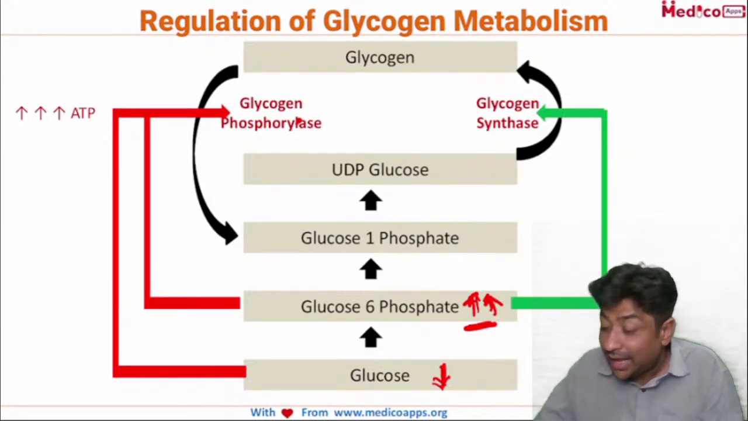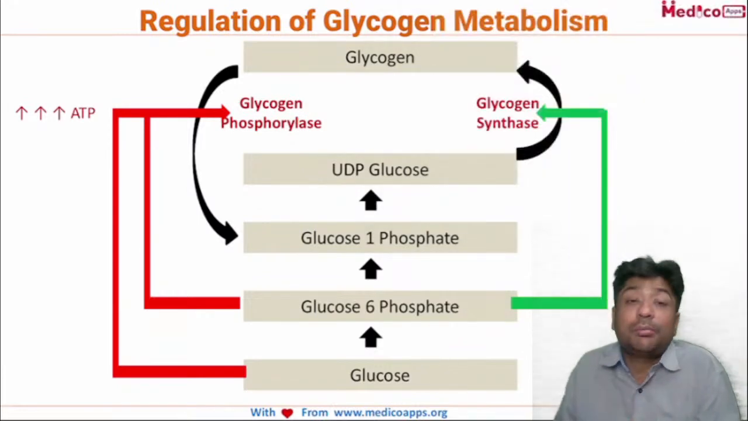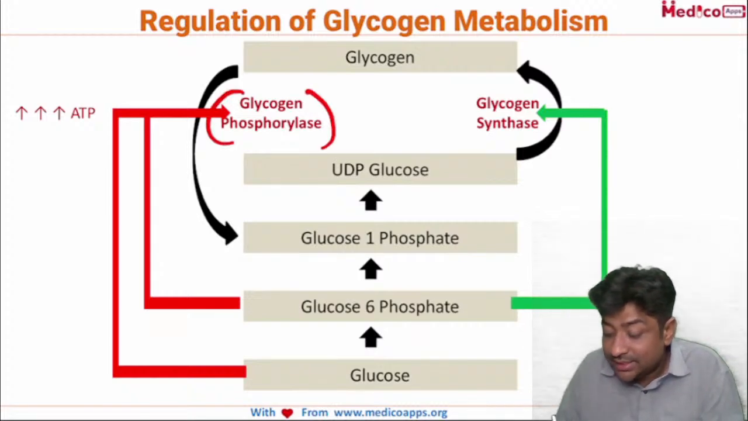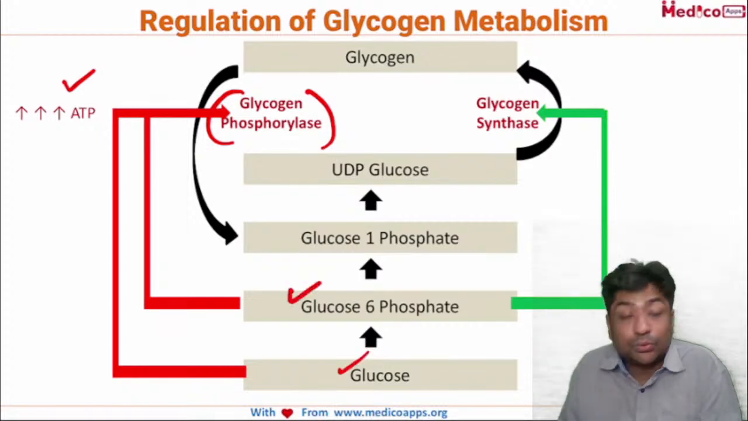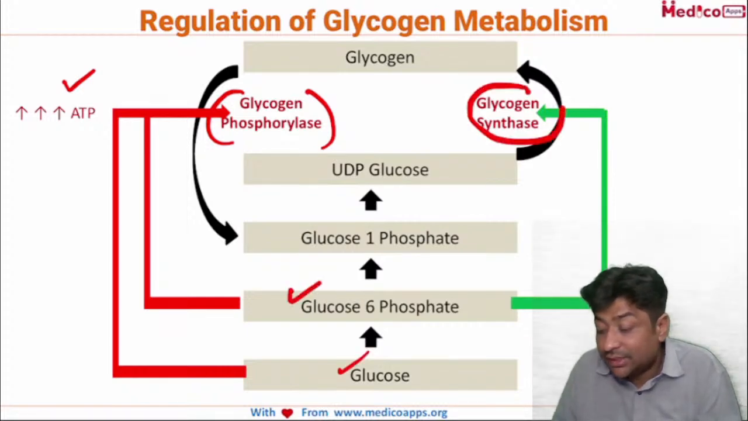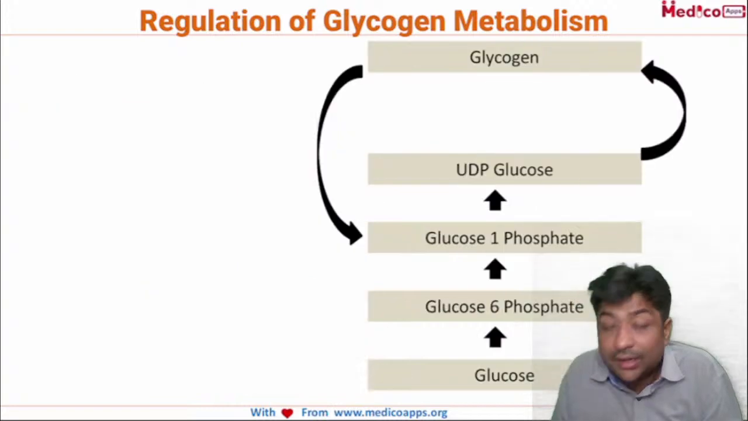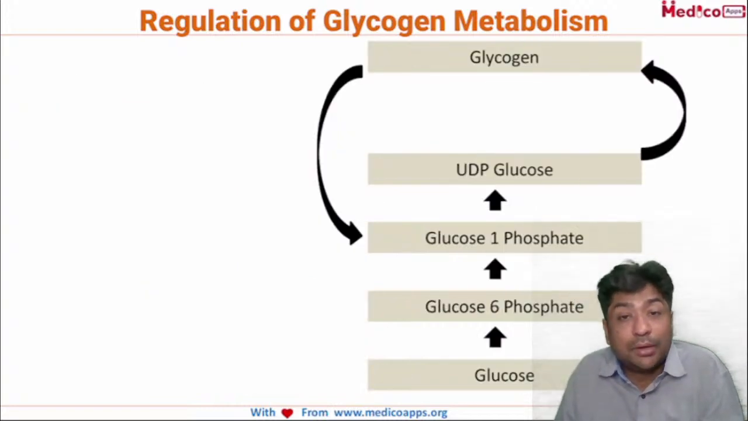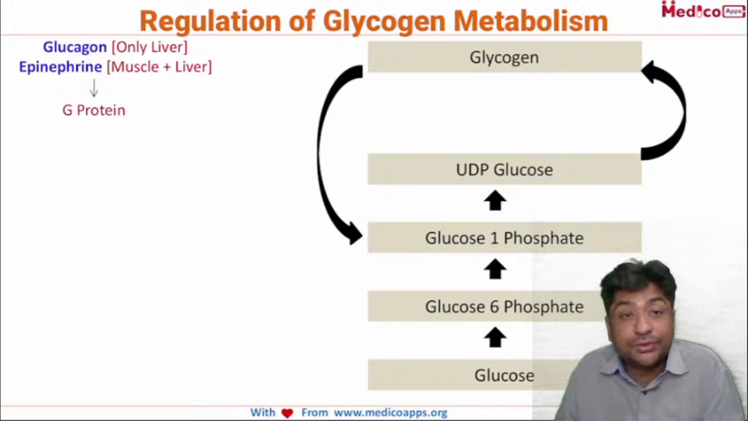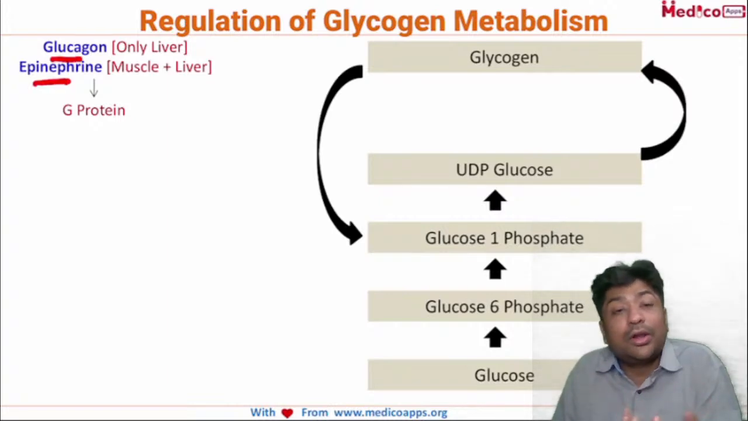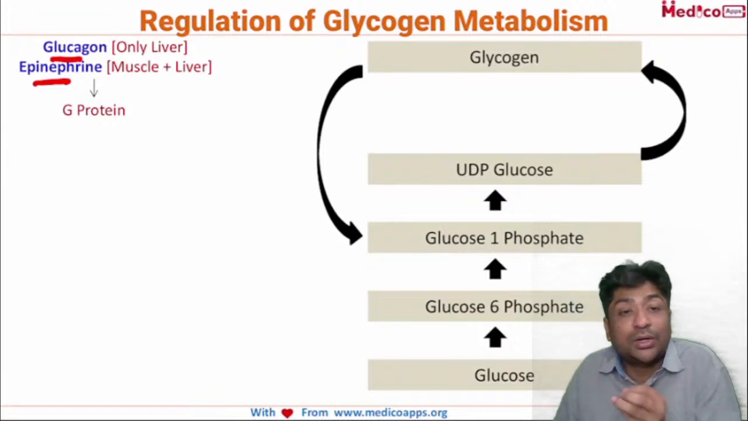Remember, this is a very, very important point when I'm talking about glycogen storage disorders in some other lecture. Remember that glycogen phosphorylase is affected by ATP level, glucose level, and glucose 6 phosphate level, whereas glycogen synthase is only affected by your glucose 6 phosphate level in a positive way. Is this clear? Very good. Let's look at how hormones affect glycogen metabolism. There are two hormones which will lead to breakdown: one is glucagon and one is epinephrine. Both glucagon and epinephrine have the exact same mechanism. So what is the difference?